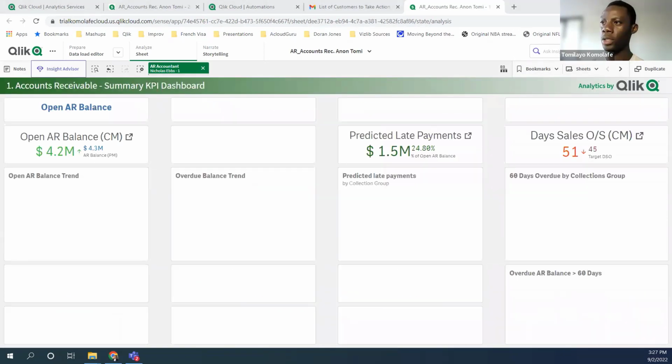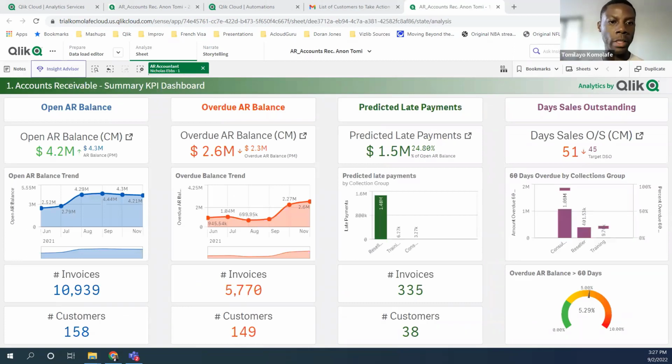So once I start on this dashboard, let me explain what you're seeing here. And so in this updated dashboard, we can still see the current open AR balance for this particular accountant, Nick. We can also see the amount overdue. So this is outstanding invoices that are past their due date. But now we can also see what's going to happen in the future, which is this predicted late payment. Again, matching the 1.5 million Nick saw in his email.